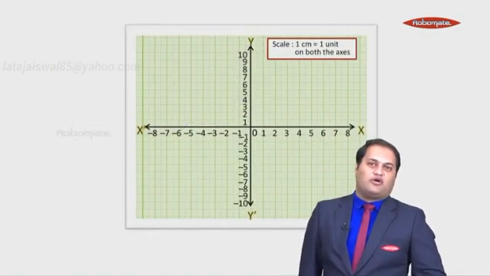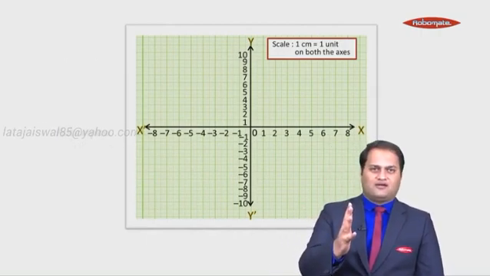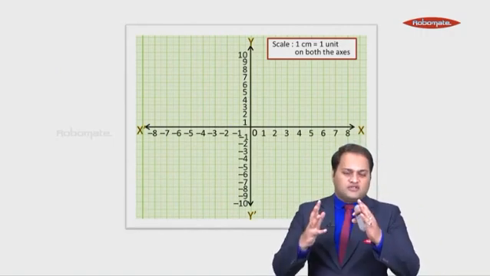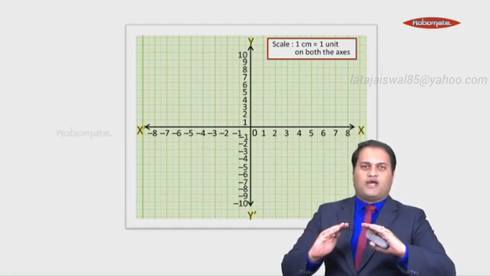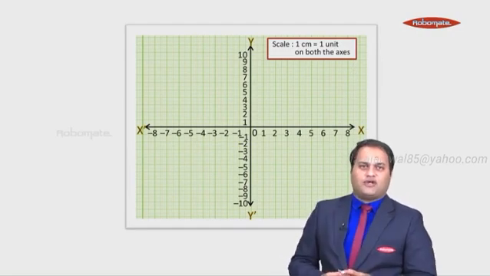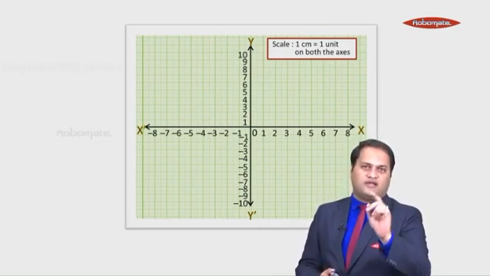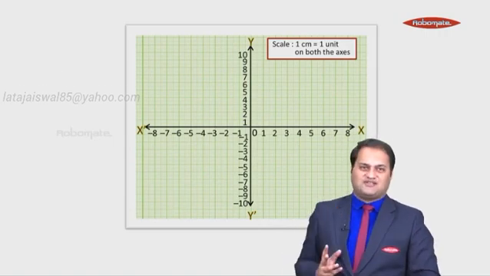Now this is how your graph paper looks. The axis need not be in the center, it depends on the scale whatever you are taking. So this is a graph. You all can see lines with proper coordinates. X coordinates are below the axis, Y coordinates are to the left of the axis. The axes are marked properly, X, X dash, Y, Y dash. Scale is written: 1 centimeter is equal to 1 unit on both the axes, right?